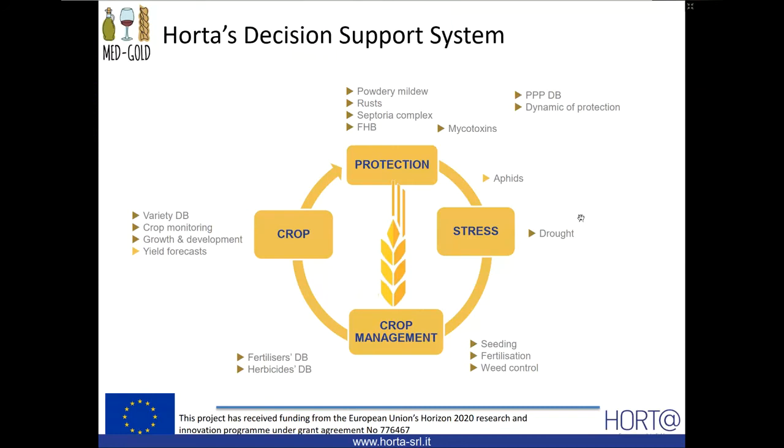We help farmers, technicians, and agronomists also with weed control, and we have a lot of databases about pesticides, fertilizers, herbicides, and so on to support our models. So our approach is to build something in a single box where you put all knowledge, all research coming from university or private research, and we built a decision support system, not only for durum wheat, but also soft wheat, barley, maize, sunflower, and so on. Okay, next.